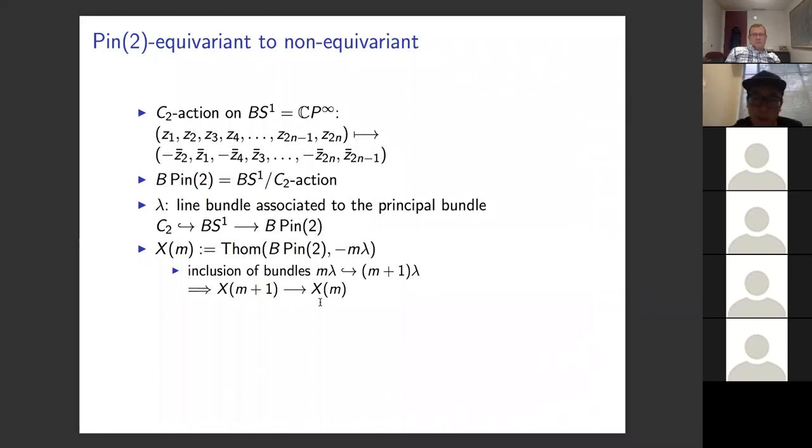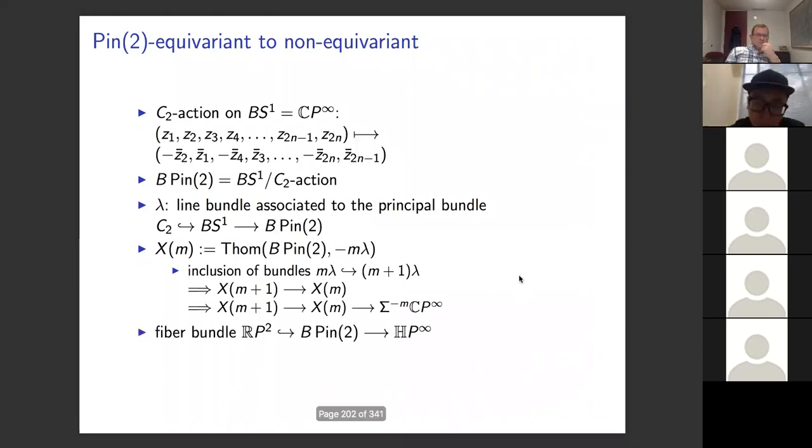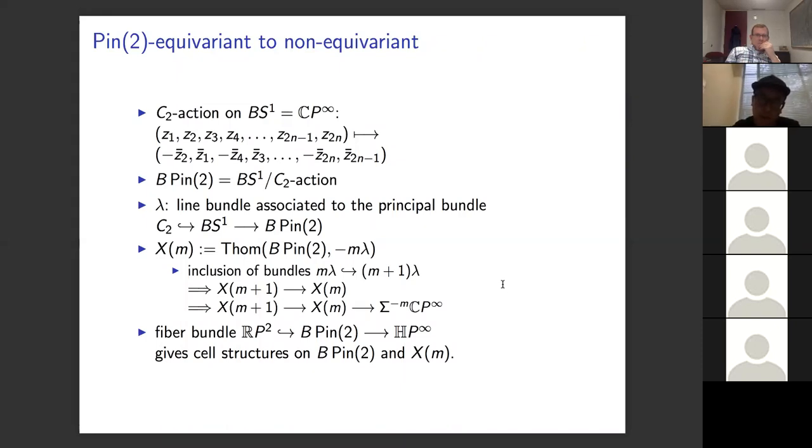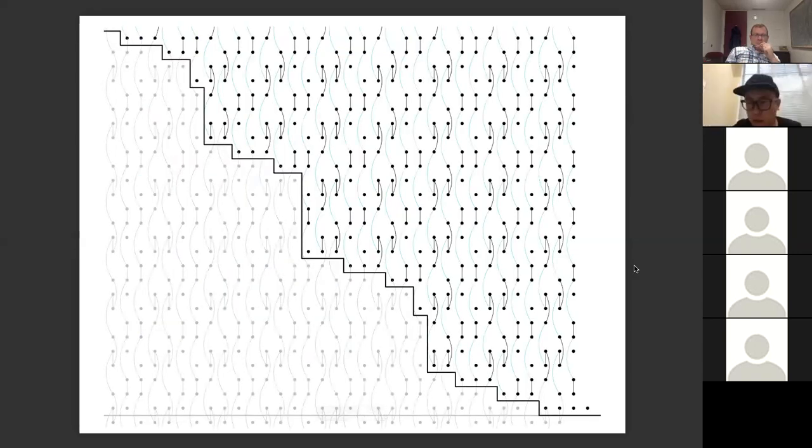So that gives us a map between Thom spectra. They're all over BP2, and just like that. So it turns out if we compute the cofiber in the stable category, it corresponds to the desuspension of the suspension spectrum of CP infinity. And moreover, from geometry, BP2 sits inside of this fiber bundle. The fiber is an RP2 bundle over HP infinity on the space level. And therefore, this gives a cell structure for BP2 and also the Thom spectra over it. So that's what this picture is about.